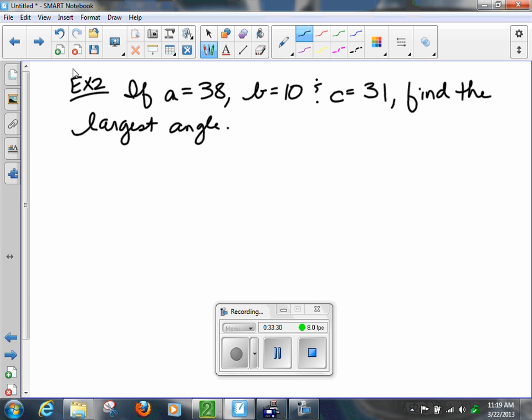Look at what this says. This says if A is equal to 38, B is equal to 10, and C is equal to 31, find the largest angle. Oh, I'm only finding one thing. And Jansen, you said we're only finding angle A? How do you know that? Because A is the biggest side. You said A, right?